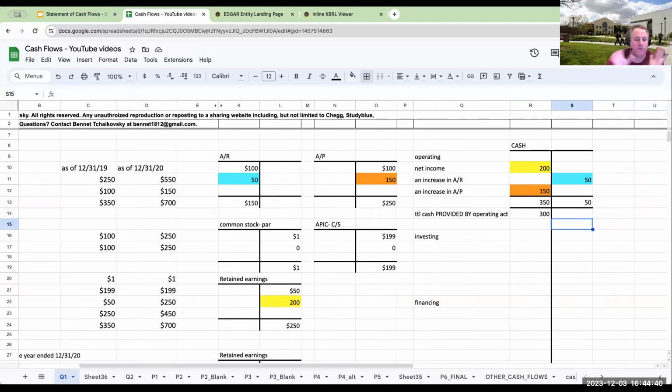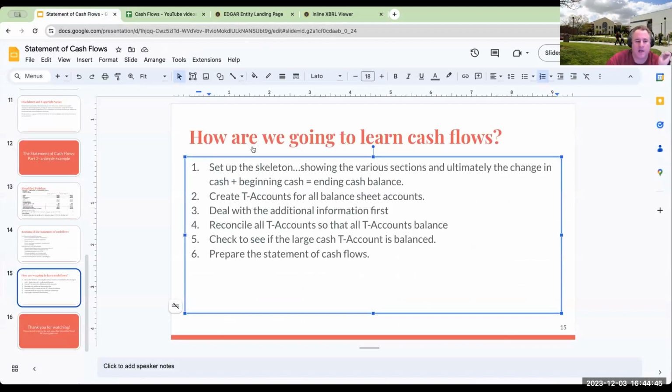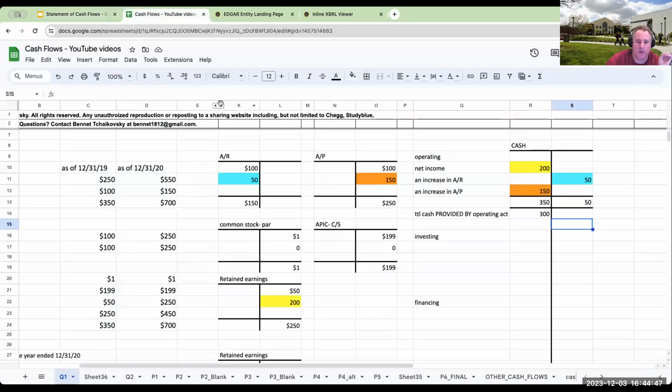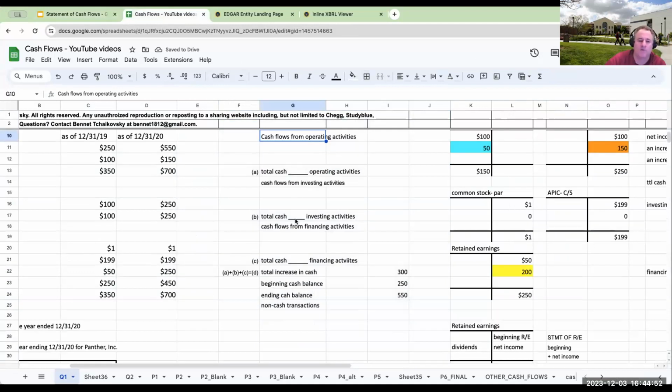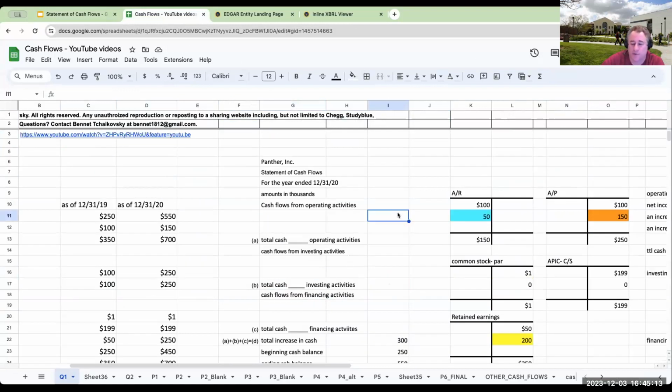Now, let's go through and review this again. Let's go through all of the steps. First step here, I set up the skeleton, right? I went through over here, set up the skeleton. Very important: operating, investing, and financing. I did this anyways, even though I have no investing or financing activities. Coming over here, I then have my total increase of cash, 250 to 550, 300, plus my beginning cash balance gives me an ending cash balance, and I'm going to leave a space down here for my non-cash transactions, which we don't have any.